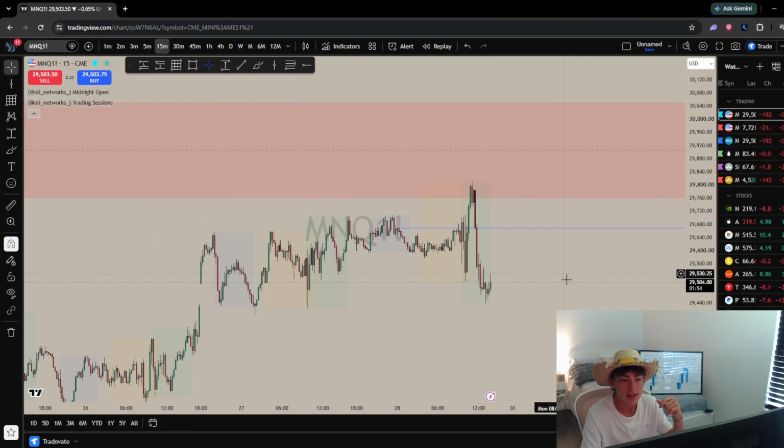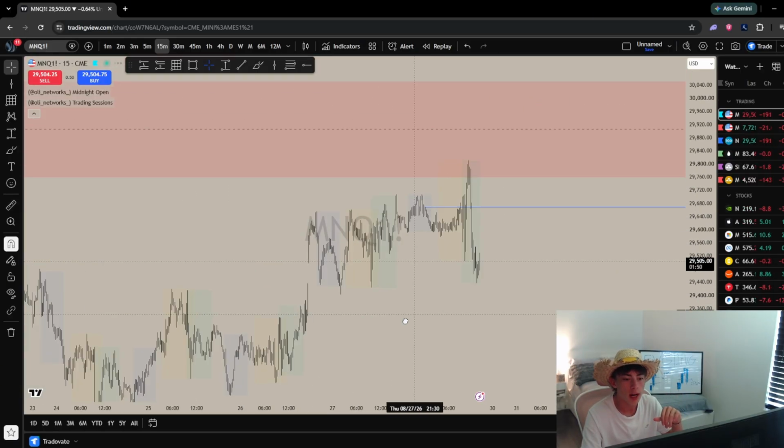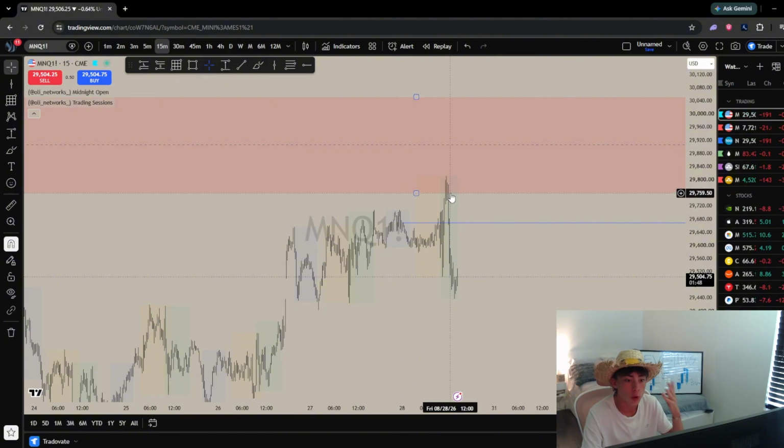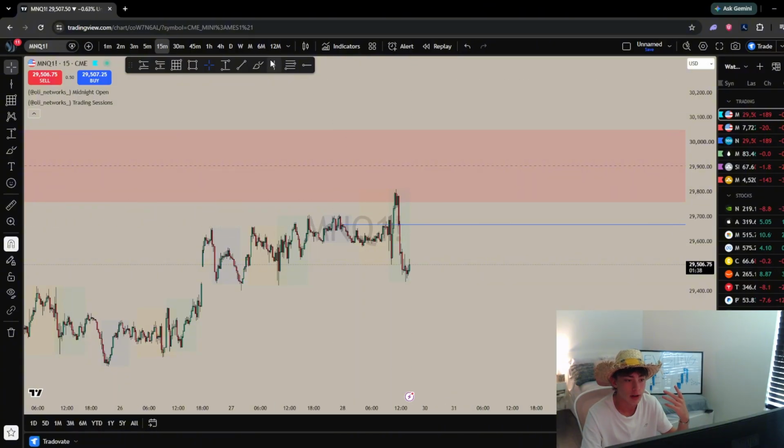Why? Because we tapped into that fair value gap. Why didn't we sell off here or here or here? Because we didn't have enough liquidity to make such a sell-off, which is why I emphasize to you guys that the higher time frame holds a lot more value than lower time frames. You look at the daily fair value gap, and this is a great zone to trade to.